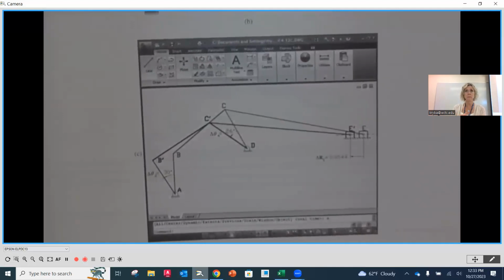So this chapter is all about, we're going to have the kinematic diagram, we're going to draw it to scale, and now we're going to move it around and see what happens. Graphical solutions here.